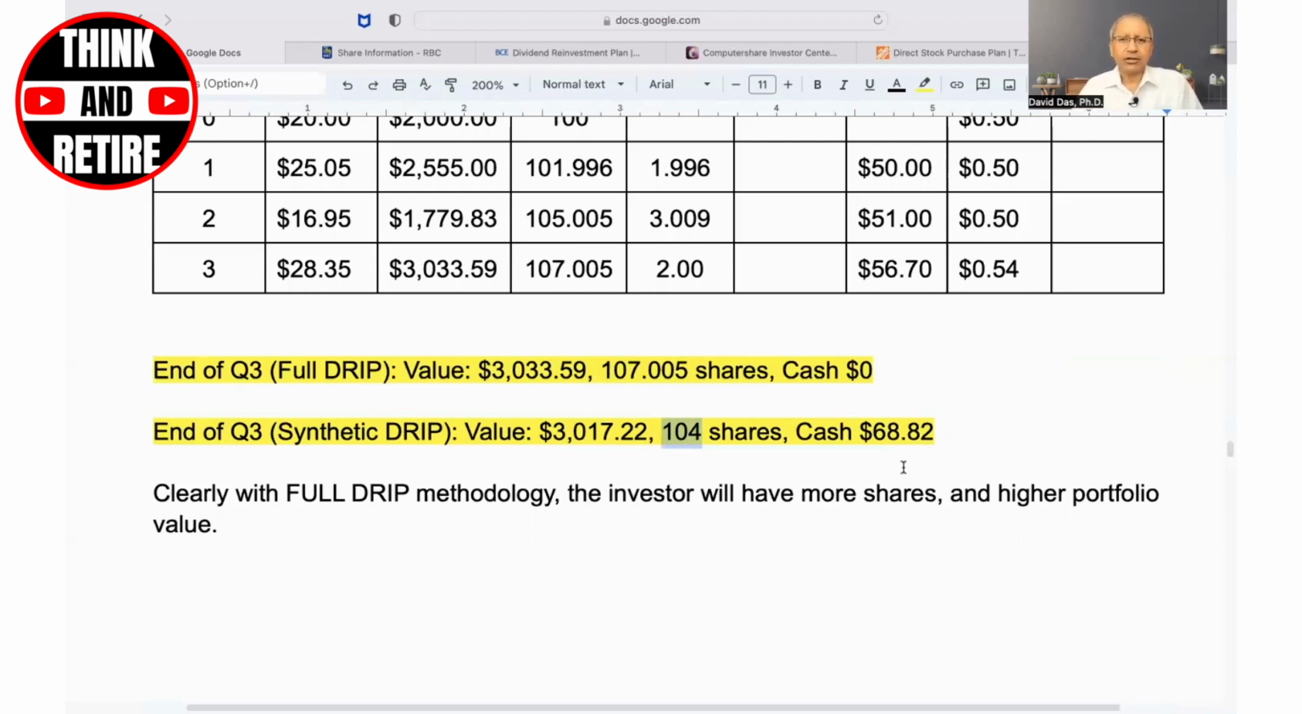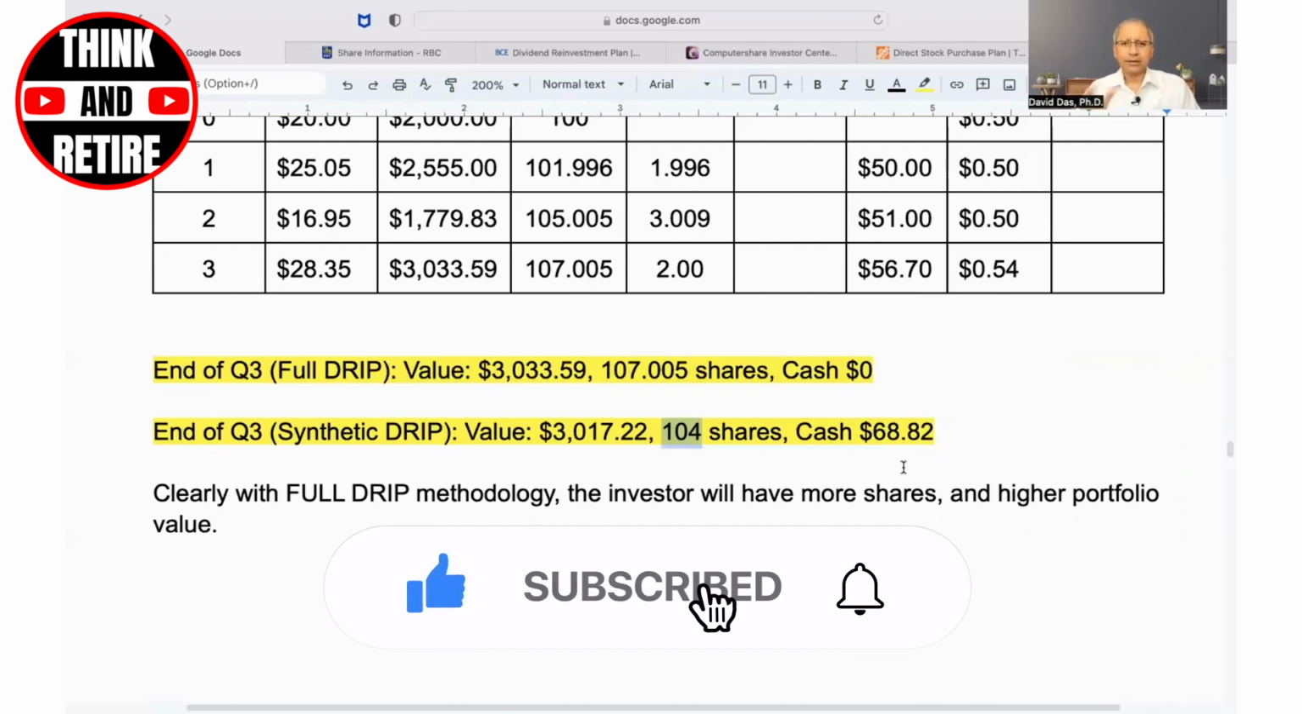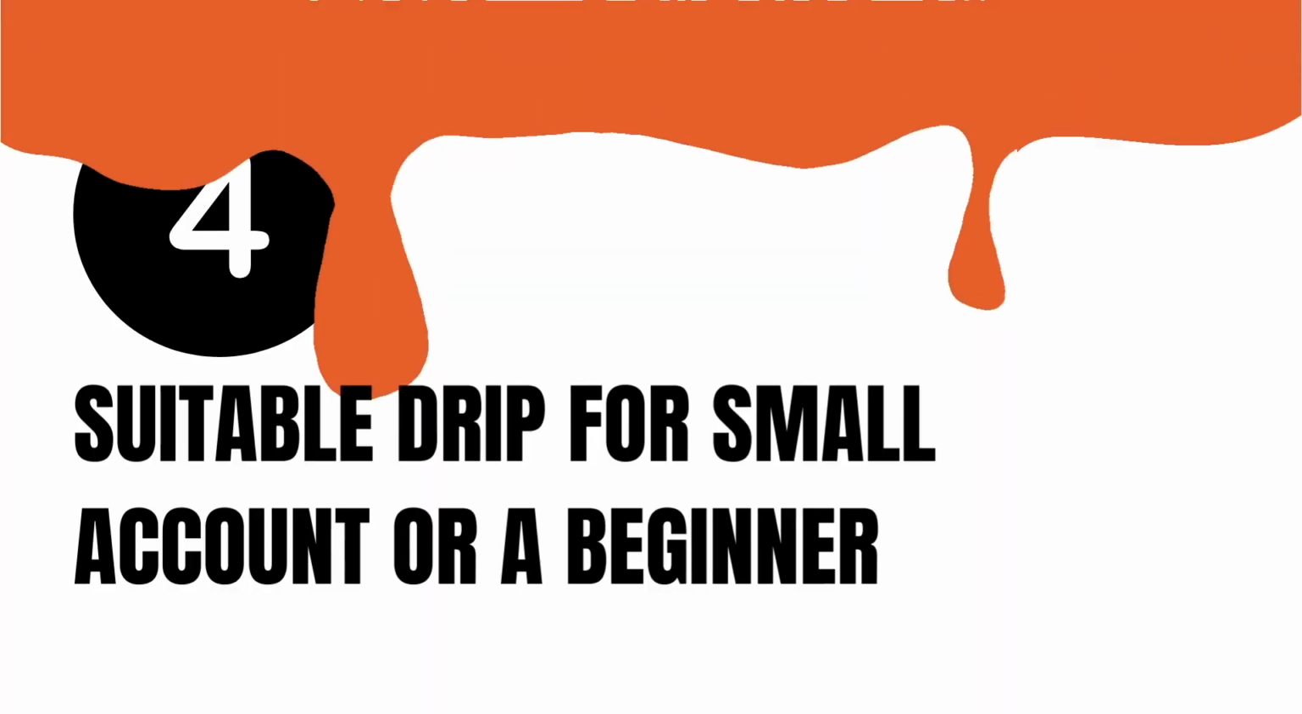And you can imagine if you continue to do that over a period of time, like say 5 years, 10 years, 20 years, 30 years, there's a huge difference. And for the long-term growth, it's phenomenal. I have done it myself, and you can see the phenomenal growth of your capital if you go with the full drip on a long-term basis.